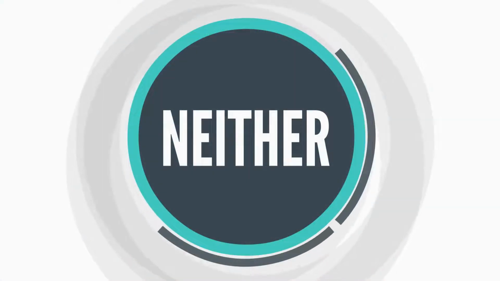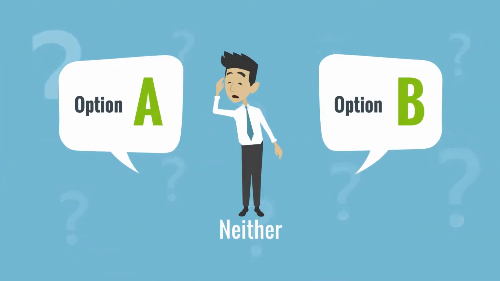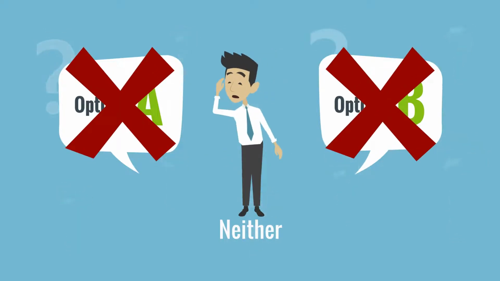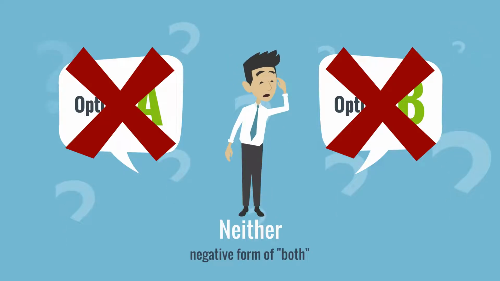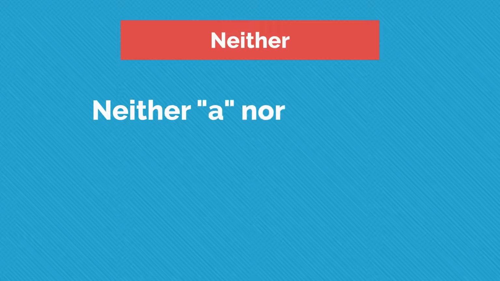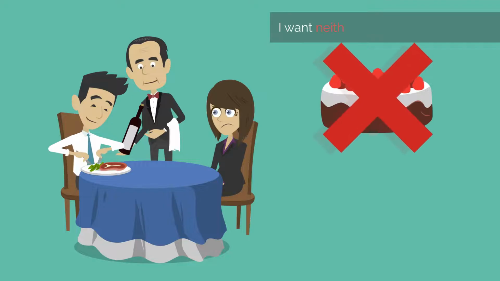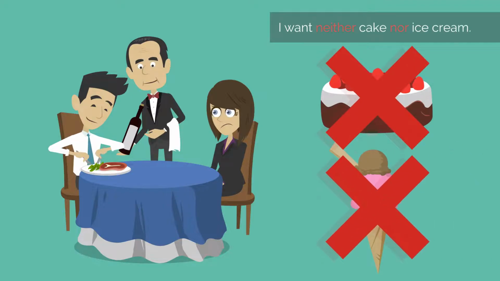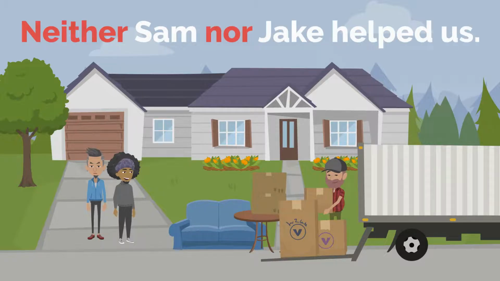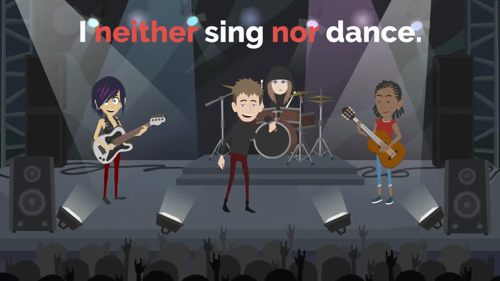Neither. Neither is used to talk about not this thing and not the other thing. This is the negative form of both. Neither A nor B. For example, I want neither cake nor ice cream. Neither Sam nor Jake helped us. I neither sing nor dance.